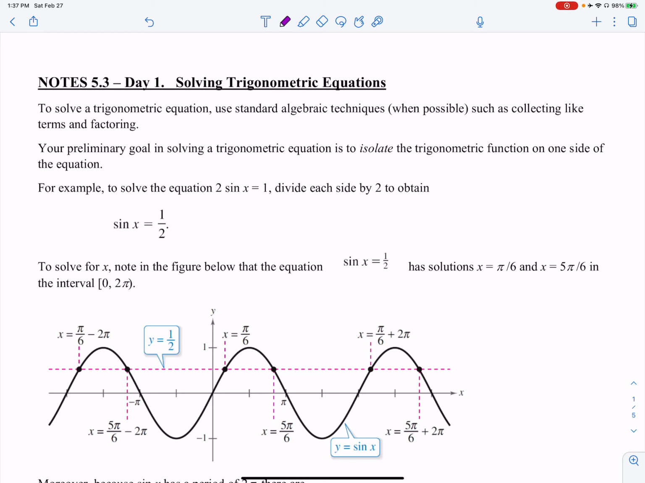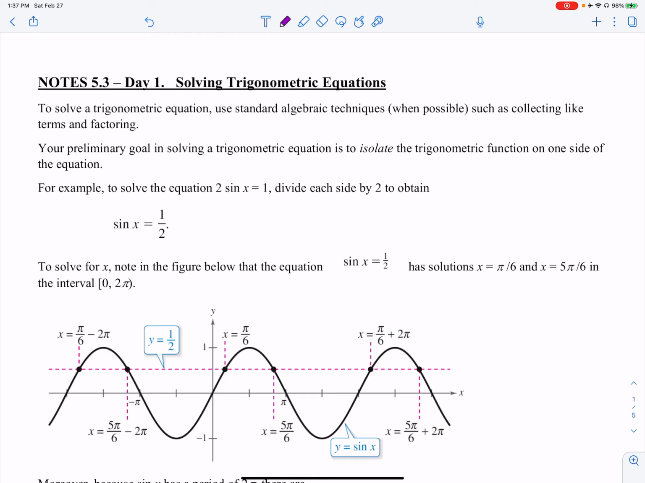Pre-calculus 5.3, day 1, solving trig equations. Solving these is going to involve using the unit circle values and being able to know where sine of theta is 1/2, where sine of theta is √3/2, where tangent is 1 or -1, etc.